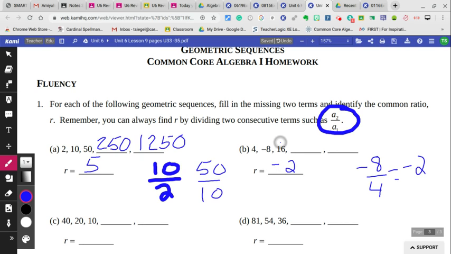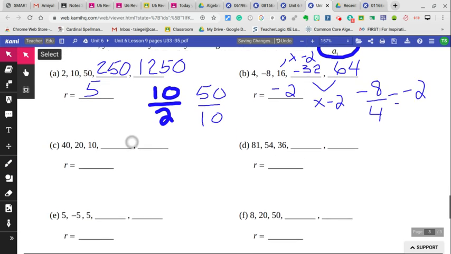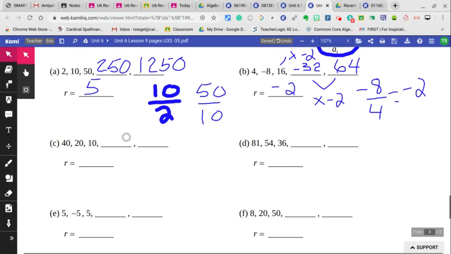So then you do 16 times negative 2, which is negative 32. Right? Then we multiply that by negative 2, and we get positive 64. It's a negative times a negative is a positive. All right, so far? I hope so. Here we go.